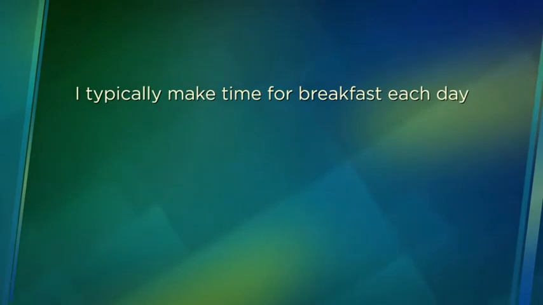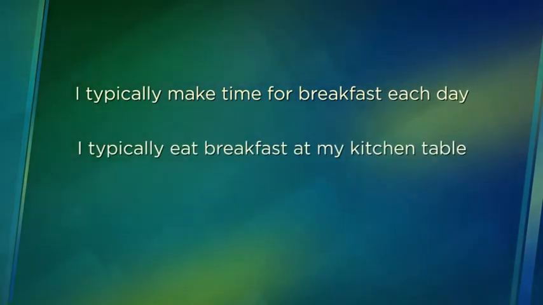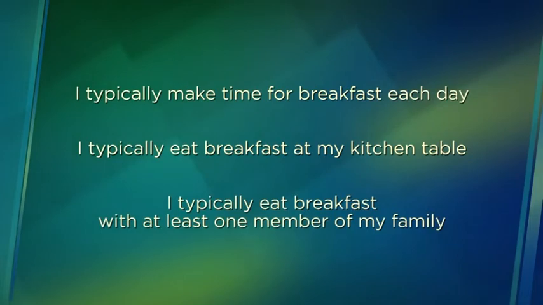I can still use the same prompt with the 1 to 5 scale, but then I should have my respondents rate each item separately. So they should use the scale to rate their agreement with 3 things. I typically make time for breakfast each day. I typically eat breakfast at my kitchen table, and I typically eat breakfast with at least 1 member of my family. This change will give me all the information I want without forcing my respondent to choose which part of the question to answer accurately. I can get accurate responses to all 3 parts of my question instead by making sure everything is single-barreled.